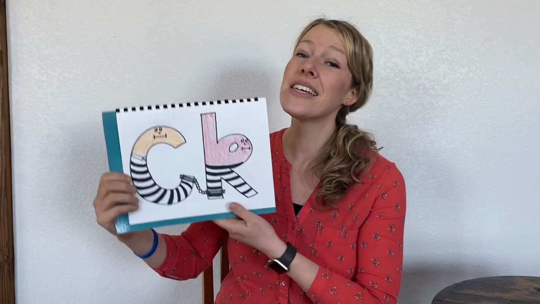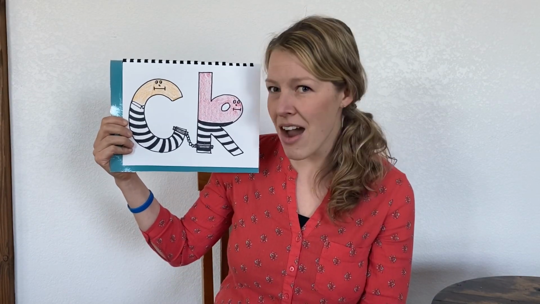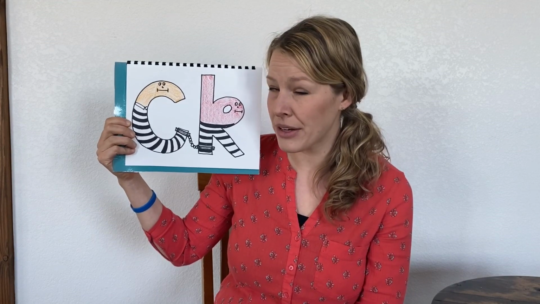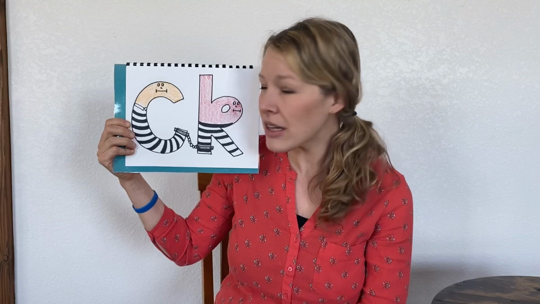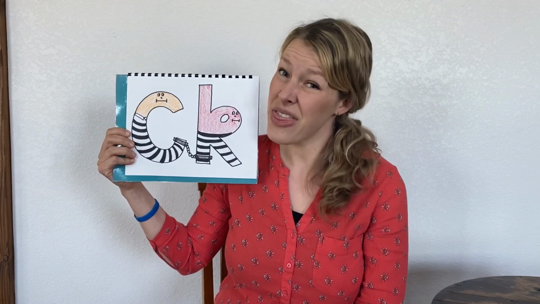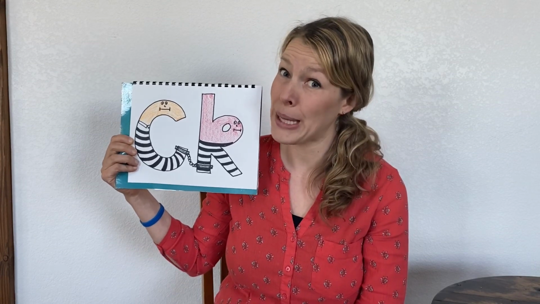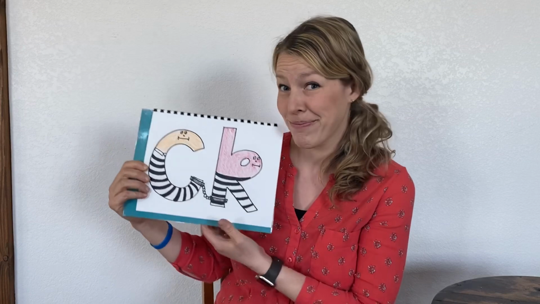Well, they did. In fact, the C and the K are partners in crime. When they committed crime, they were sent away to their little letter jail. CK, partners in crime. I think they probably feel really bad about what they did now. They probably won't be playing any more tricks, right?